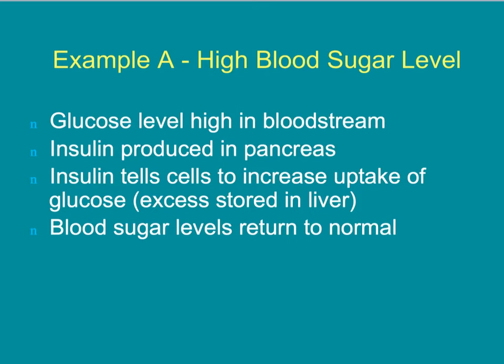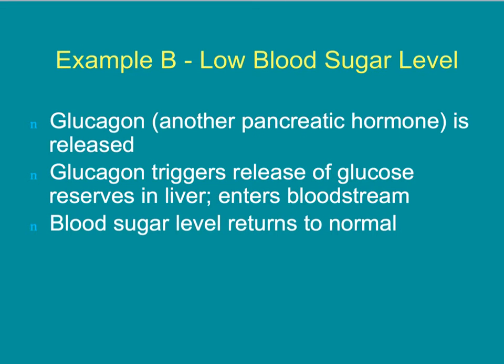This slide just goes over a high blood sugar level. Once again, your glucose level is high in the bloodstream. The insulin is produced in the pancreas, and the insulin then tells the cells to increase how much glucose they take in. By doing that, less glucose is in the blood, causing the level to go back to normal. If the reverse happens and you have low blood sugar, glucagon, which is a pancreatic hormone, is released. Glucagon triggers release of the glucose reserves in the liver, and they enter the bloodstream, raising the level of blood sugar.